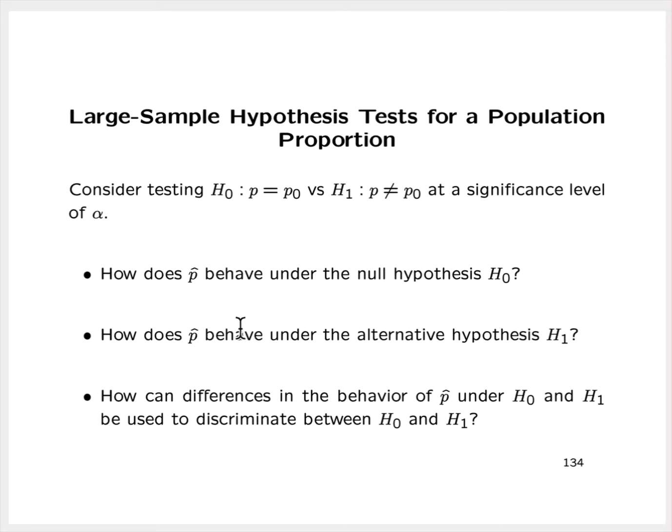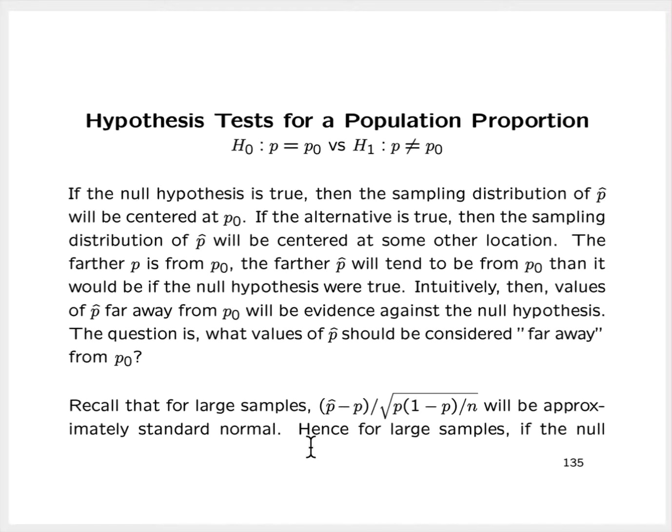And so how does p hat behave if the null hypothesis is true? If the null hypothesis is not true, how does p hat behave? In other words, what values of p hat would we expect to see if the null hypothesis were true? And what values of p hat would we expect to see if the null hypothesis is not true? And then can we use differences in what we would expect to come up with a procedure that would allow us to determine whether or not we think the null hypothesis or the alternative hypothesis is true.